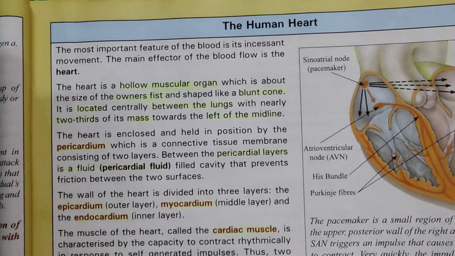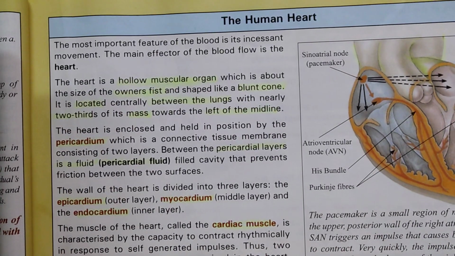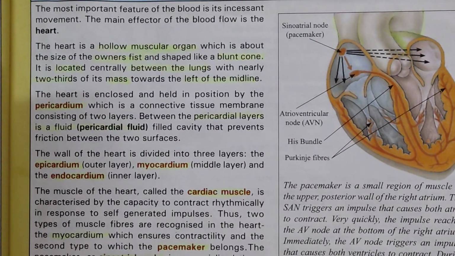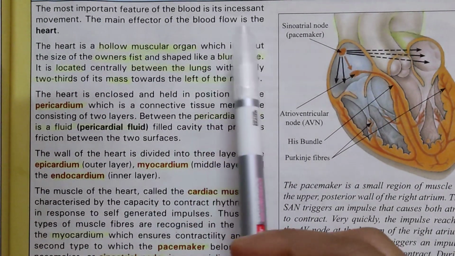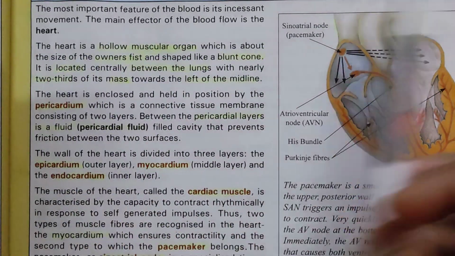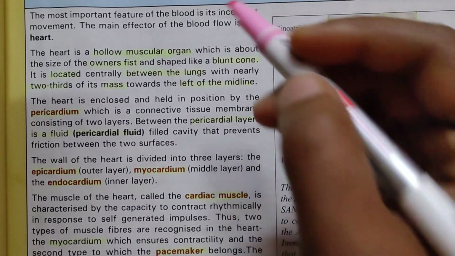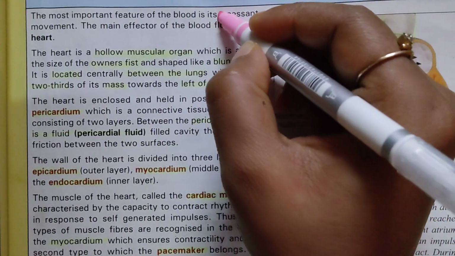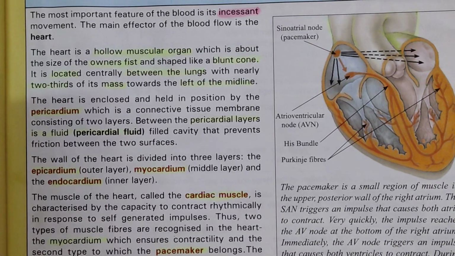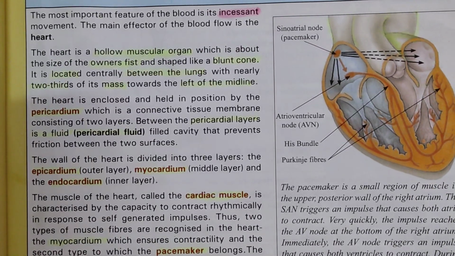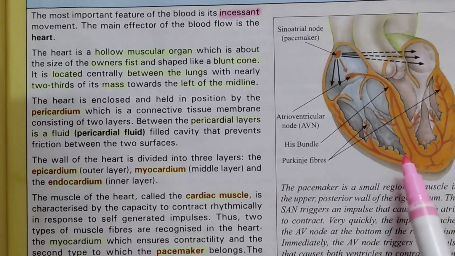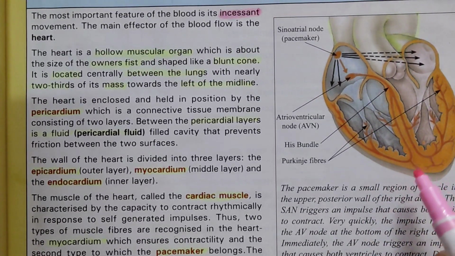Now see, we know that the heart is the pumping machine which pumps blood throughout our body. The most important feature of the blood is its incessant movement. The main effector of the blood flow is the heart. Why is it said to be incessant? Incessant means it doesn't cease. Ceases means what? It does not stop. Throughout your life, this heart keeps on beating, keeps on pumping its blood.